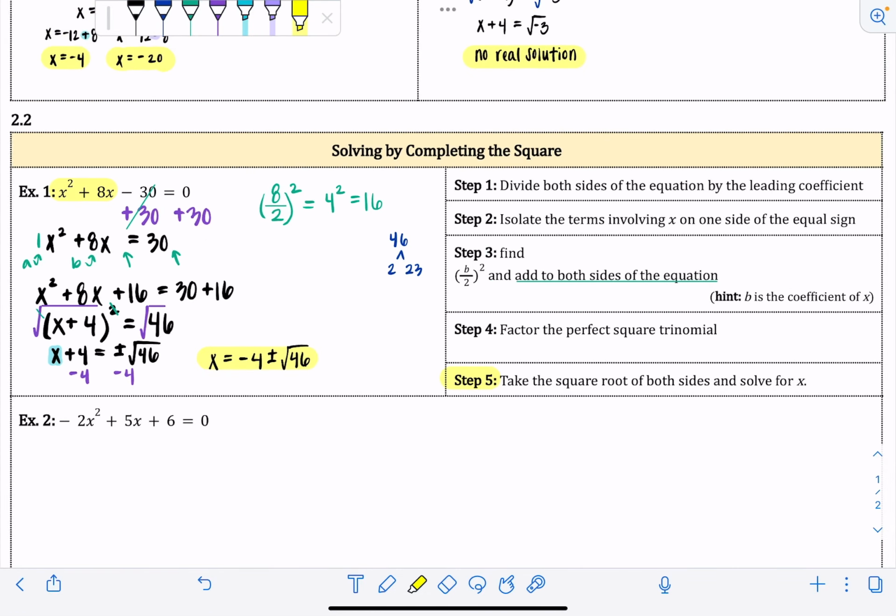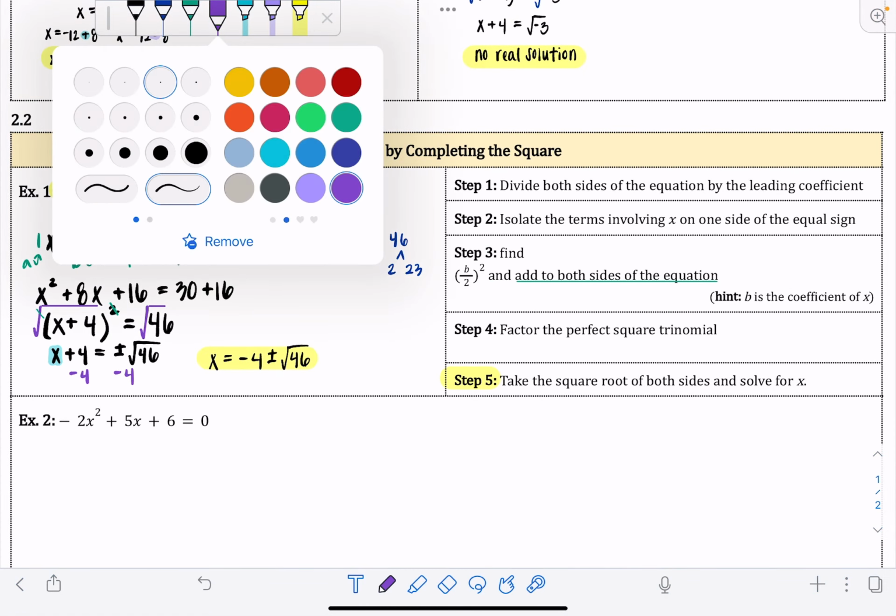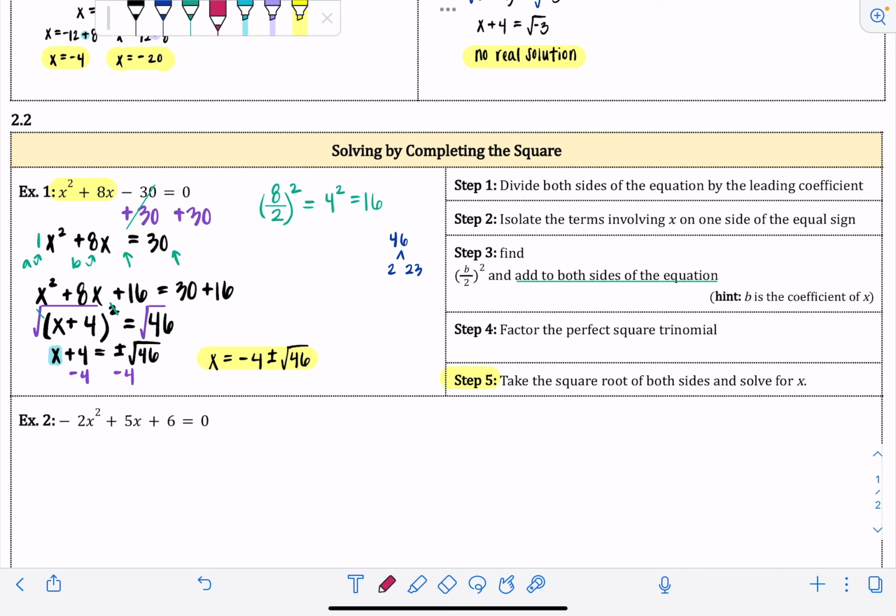Okay, and then I'm going to go through really quickly and label each step number so you can go back and reflect on that. Step 1 we did not have to do just because the leading coefficient was 1, and if I divide an equation by 1, it's not going to change. But step 2 we did right here. Isolate the terms involving x on one side.